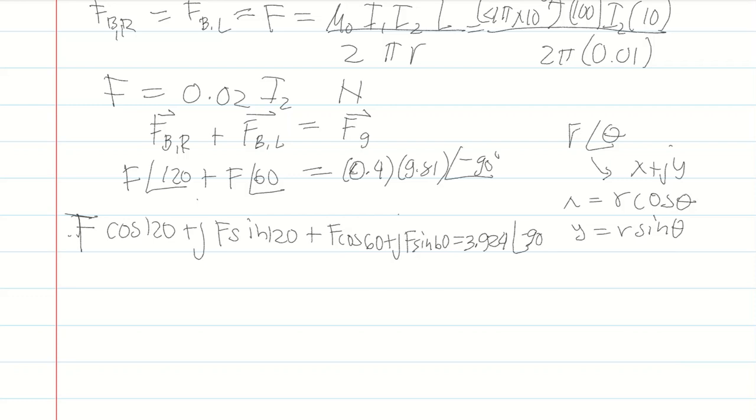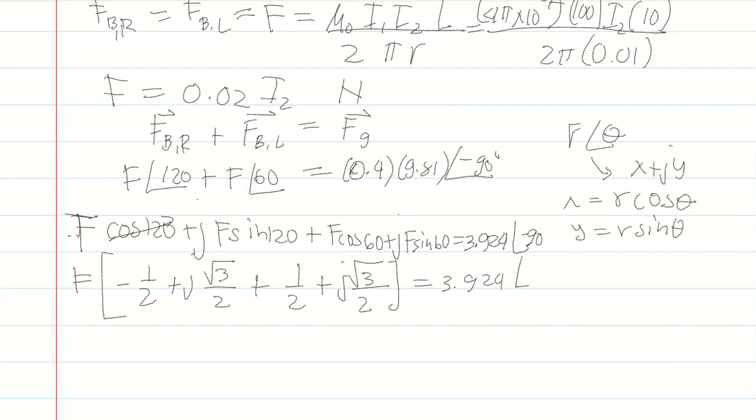So we can factor out F here, and we know that cosine of 120 is negative 1/2. So this is negative 1/2. Sine of 120 is, so plus j square root of 3 over 2. Then here plus cosine of 60 is positive 1/2. Then sine of 60 is positive square root of 3 over 2, positive square root of 3 over 2 j. And this should be equal to 3.924 angle negative 90.